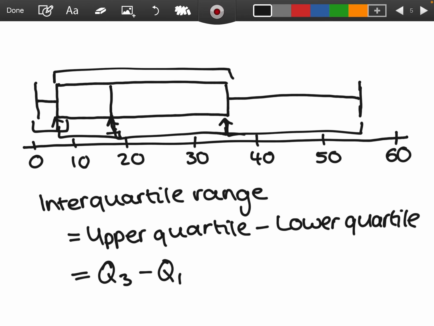And just to keep in line with that, sometimes they call the median Q2. Okay, so you have Q1, Q2, and Q3. If you ever see those as notation in homework, etc., that's what it means. So the upper quartile we call Q3, the lower quartile we'll call Q1. So back to our example, our upper quartile was 36, our lower quartile was 6, so our interquartile range was 30.